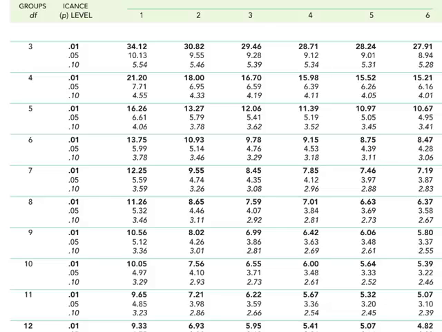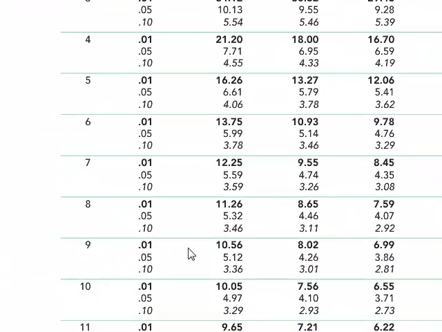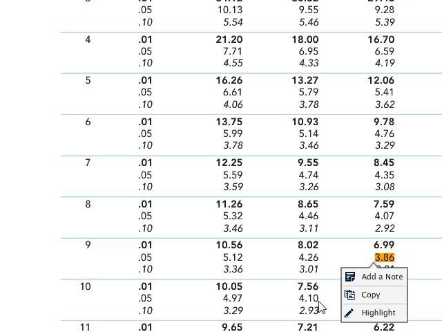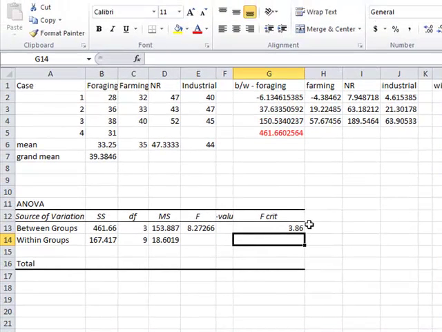So now look at this. Degrees of freedom for between groups is 3, and then within groups 9. So it's this block. Look at the alpha level, 0.01, 0.05, or 0.10. We always go for the 0.05. So it's this value, 3.86. This, write it down, 3.86. Okay.